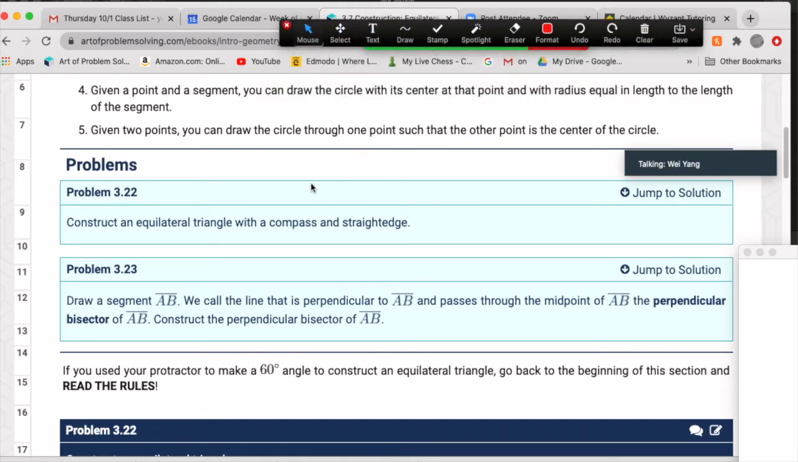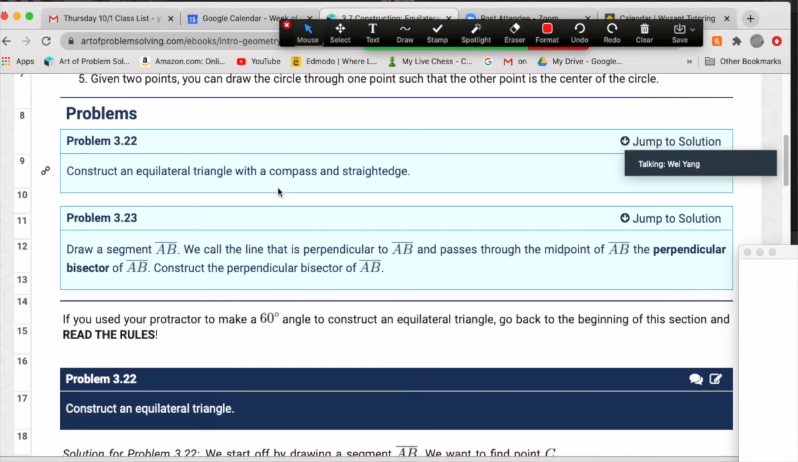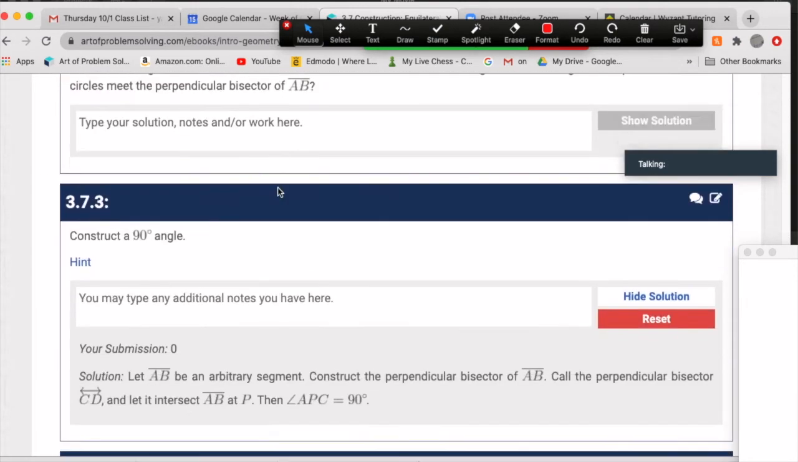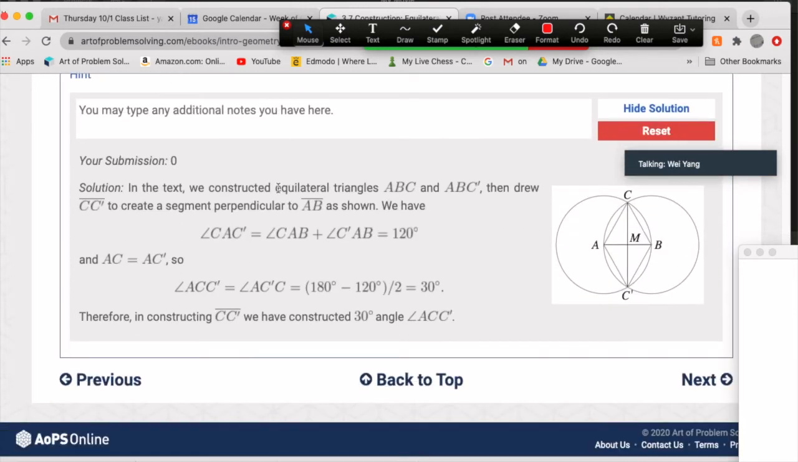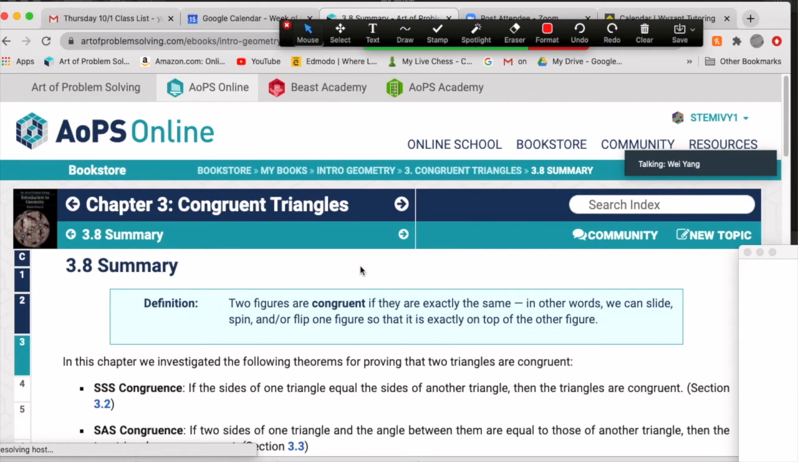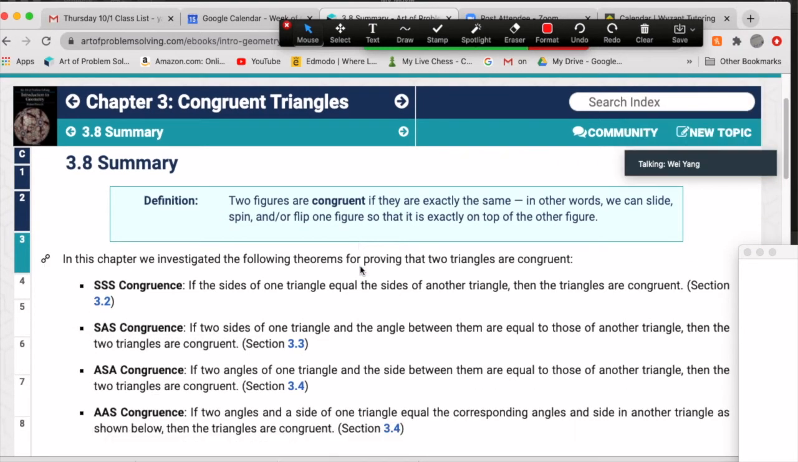So now let's see. We already finished 3.23. Then we actually finished this section. Now let's go to the next section. Actually, we've already finished this chapter. Summary. See, what do we learn in this chapter?